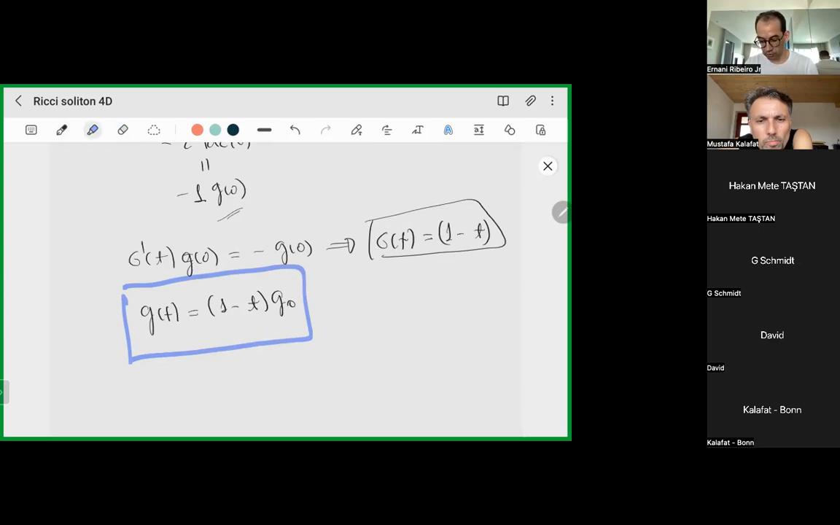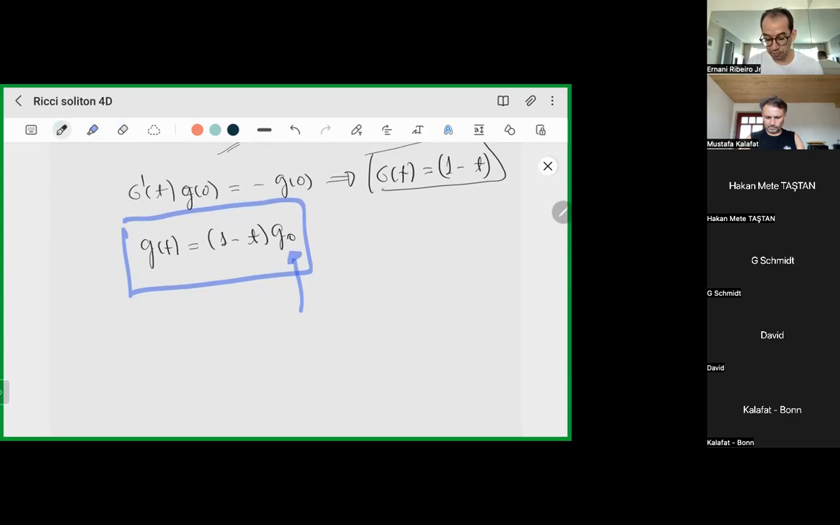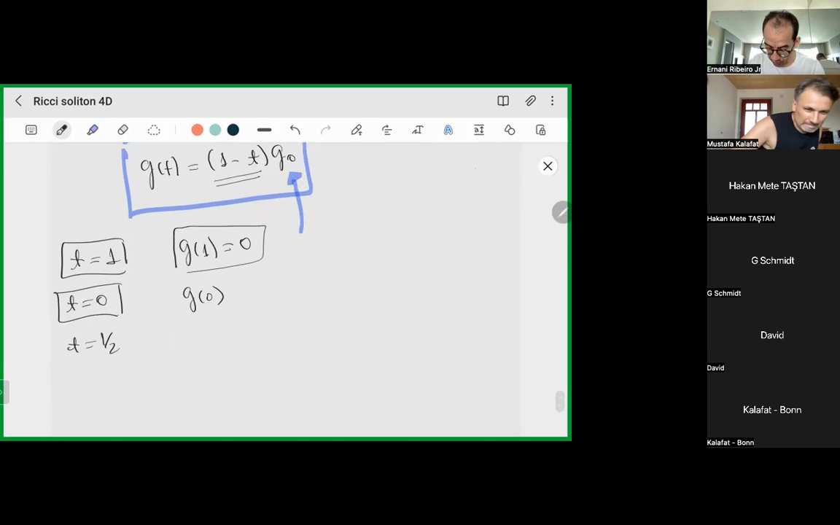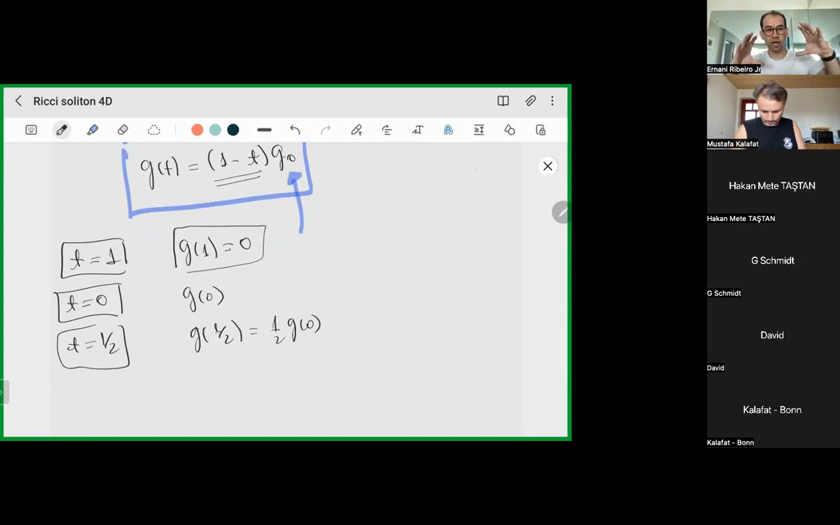When we start with an Einstein metric with positive scalar curvature, look at that. We know that t is the time, and when the time becomes 1, g of 1 becomes 0, we degenerate the metric, okay? In other words, if you assume t equals 0, I return to the initial metric, and if you assume t equals 1/2, I obtain 1/2 of g naught. It's a scaling of the metric. In other words, I'm changing the volume of the metric.